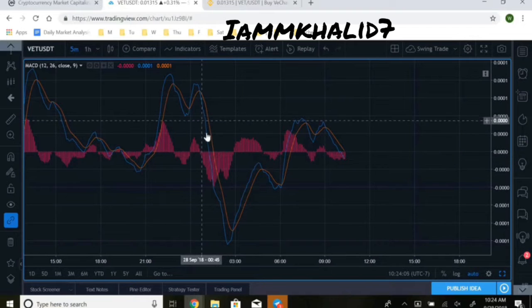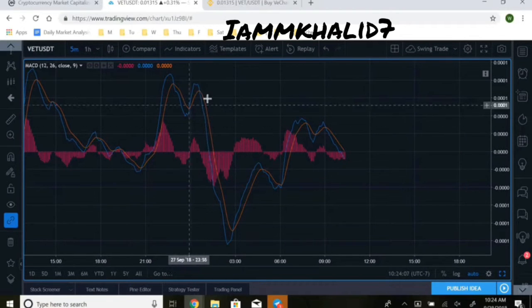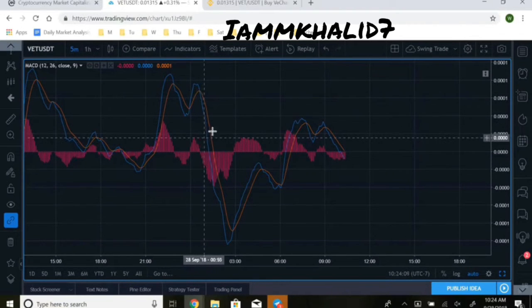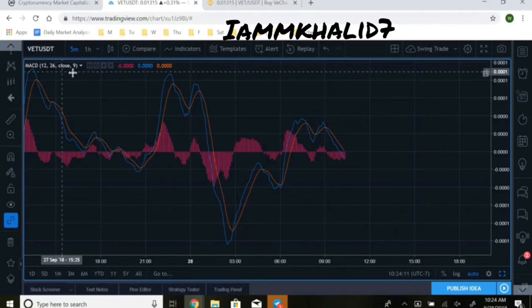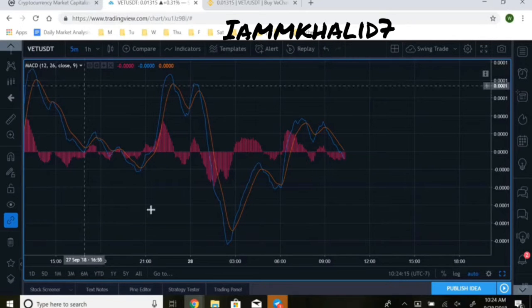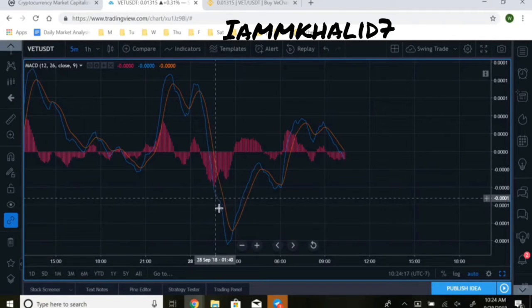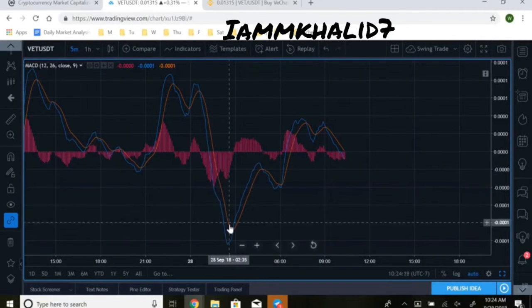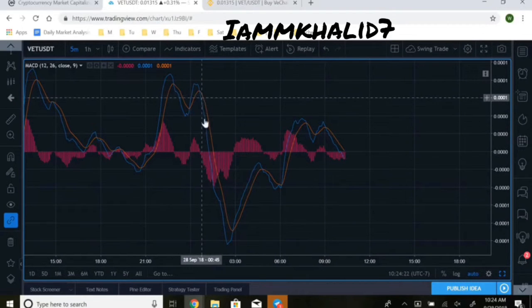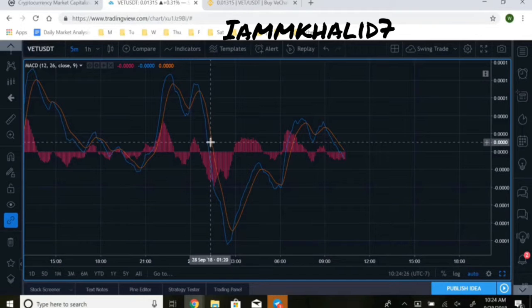So we're going to use that in conjunction with these two lines. The blue line and the orange line, they're moving averages. One is a 12-day moving average, one is a 26-day moving average. The 12-day is the blue line, the 26 is the orange line. And what we're going to use those for is to identify the trend and momentum. So how do we do that?